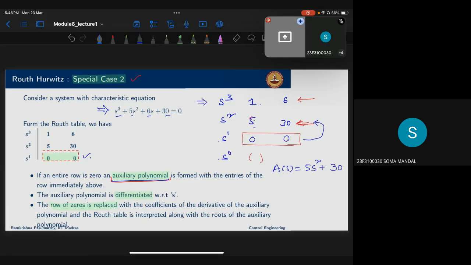This row will have the coefficient of s cube. This is the coefficient of s only. This is the coefficient of s square. Then this is the coefficient of s power 0. Is it clear?